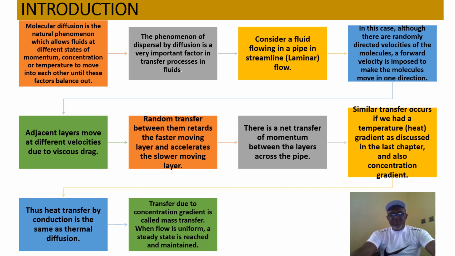Consider a fluid flowing in a pipe in a laminar or streamline flow. In this case, although there are randomly directed velocities of the molecules, there will be a forward movement. That is, the molecules are imposed to move in one direction, which means adjacent layers move at different velocities due to viscous drag. That's the viscosity of that liquid. So flow is also dependent on viscosity.